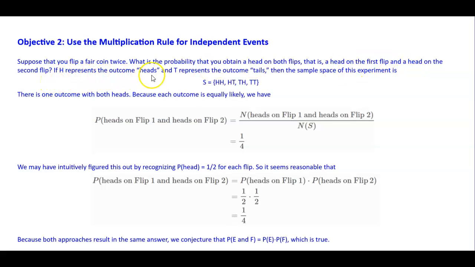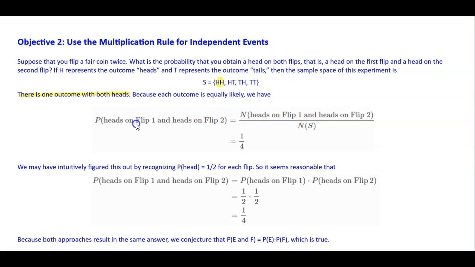Now, if H represents the outcome of heads and T represents the outcome of tails, then we would have the following sample space of this experiment. We'd have HH, HT, TH, and TT. Now, there is one outcome with both heads, and so we can see here that there is that one outcome. Now, because each outcome is equally likely, we would have the following.